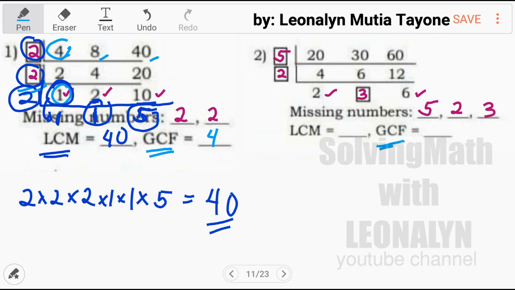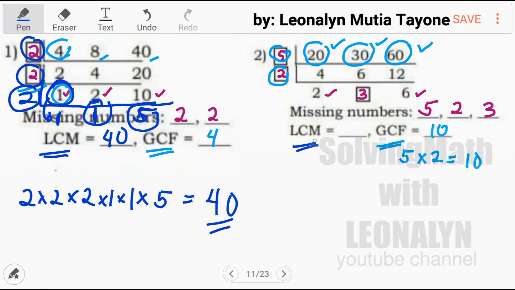Now, unahin ulit natin si greatest common factor. 5 times 2, and that is 10. So ang greatest common factor natin dito ay 10. 20 divided by 10, pwedeng ma-divide. 30 divided by 10, pwedeng ma-divide. 60 divided by 10, pwedeng ma-divide. Now, dito naman tayo sa least common multiple.